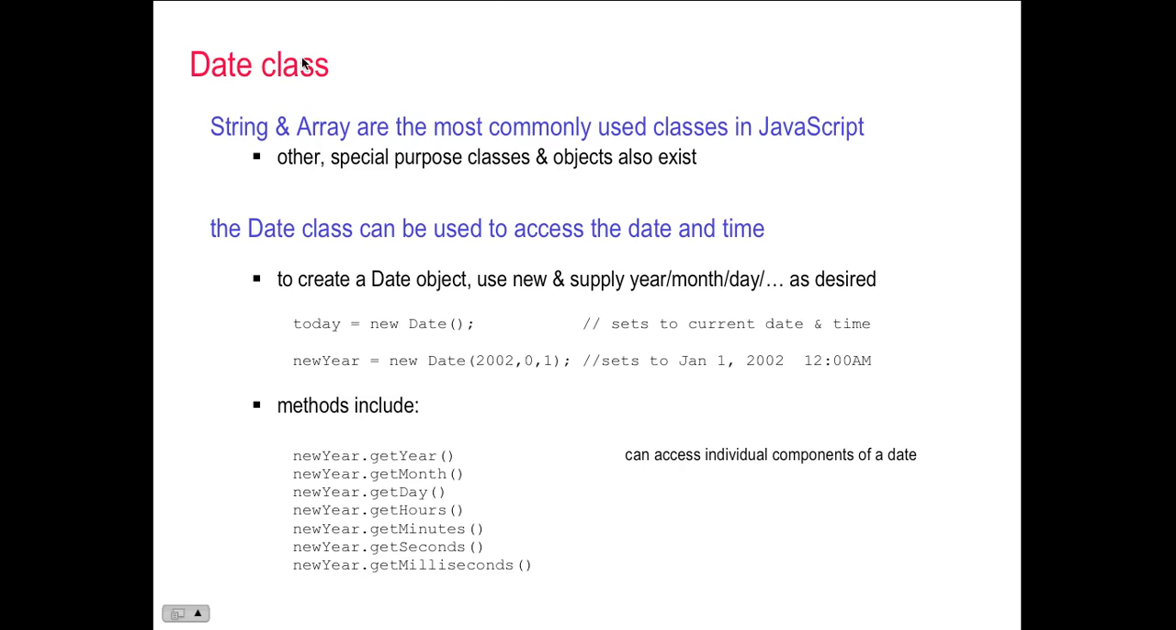Alright, date class. So the string and the array are the most commonly used classes in JavaScript, but other special types might also exist. The date class can be used to access date and time. So to create a date object, you use new Date, or supply year, month, and date as desired.